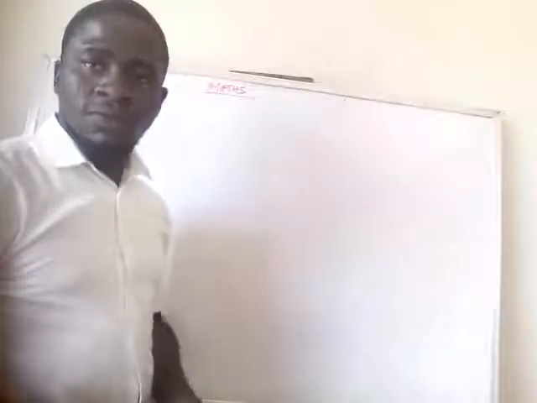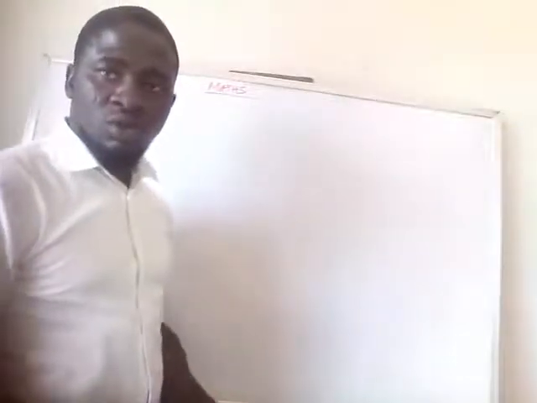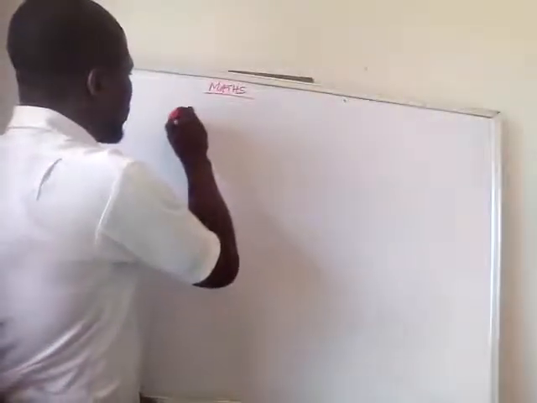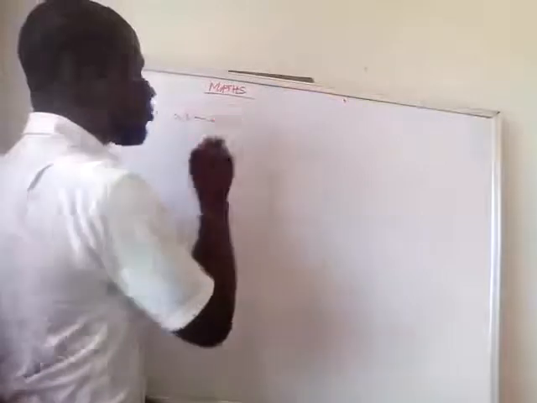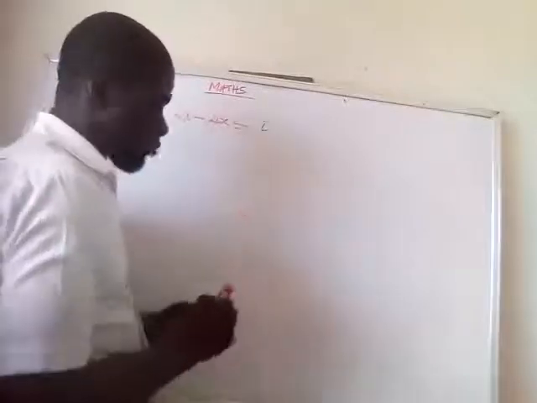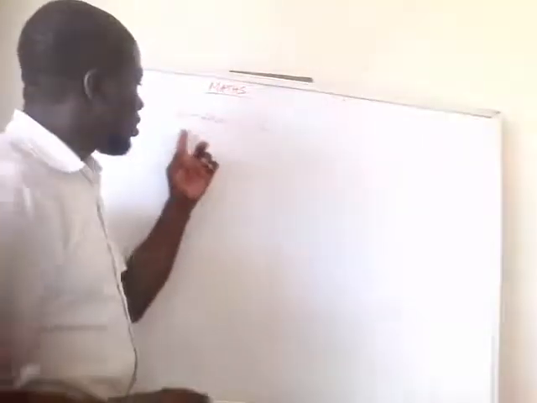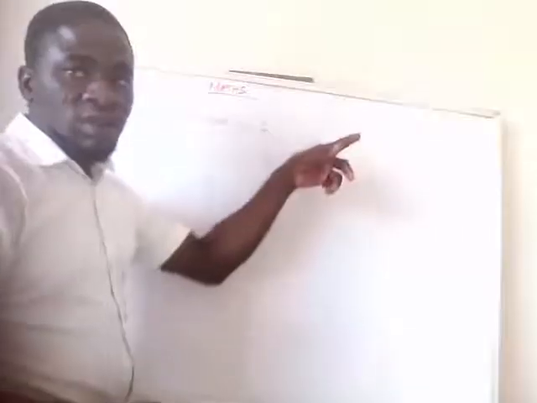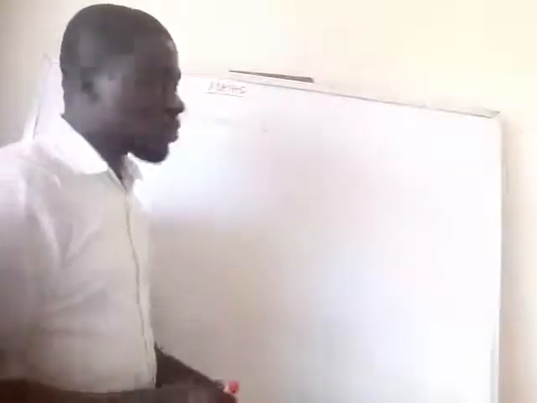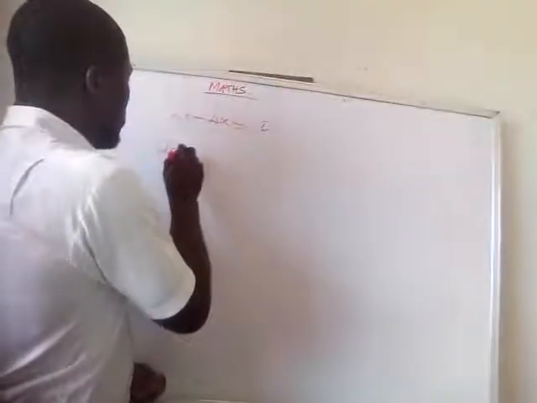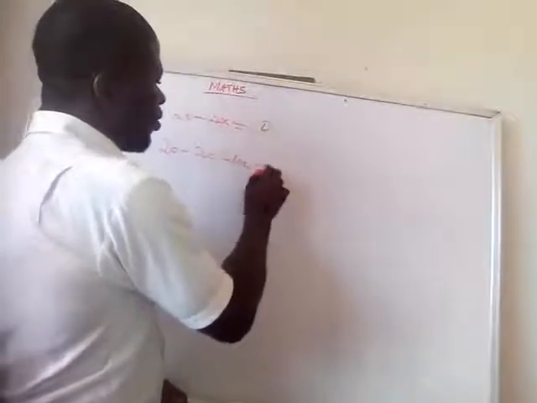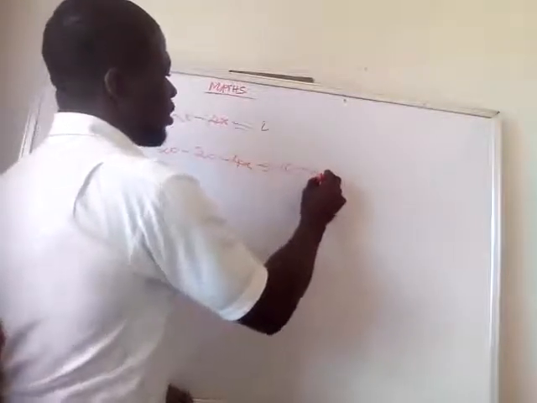Let's solve one or two examples again. Let's say you are given 20 minus 4x is less than or equal to 0. The first thing you will do is, this is plus 20, you take it to the other side, or you subtract 20 from both sides. When you do that, you have 20 minus 20 minus 4x is less than or equal to 0 minus 20.